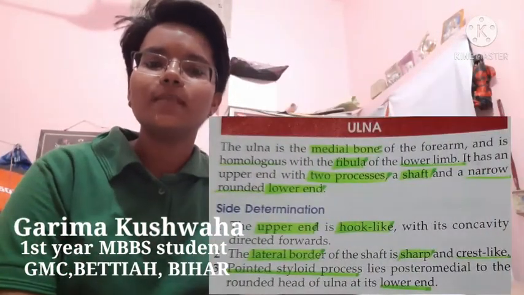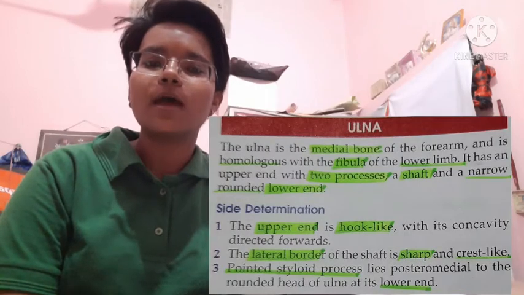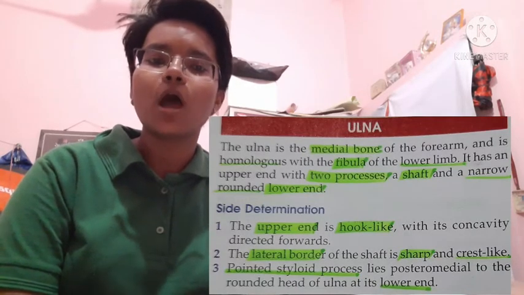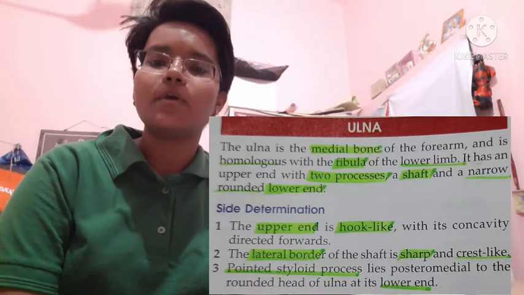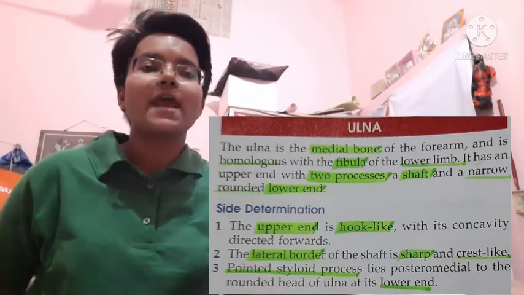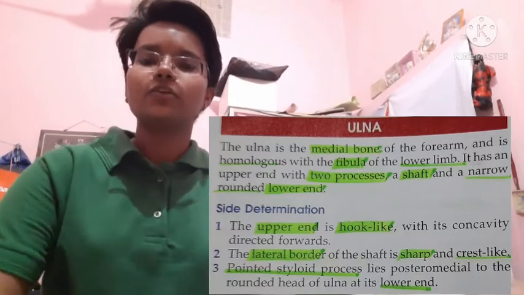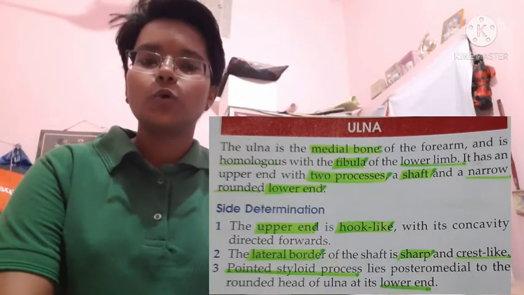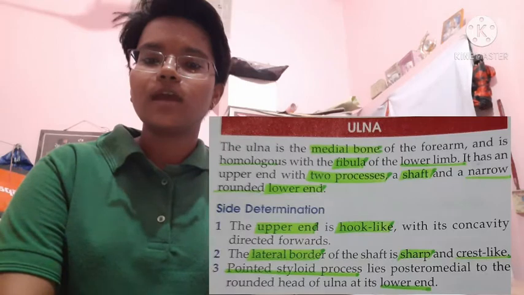The ulna is the medial bone of the forearm and is homologous with the fibula of the lower limb. It has an upper end with two processes, a shaft, and a narrow rounded lower end. Side determination: the upper end is hook-like with its concavity directed forwards.